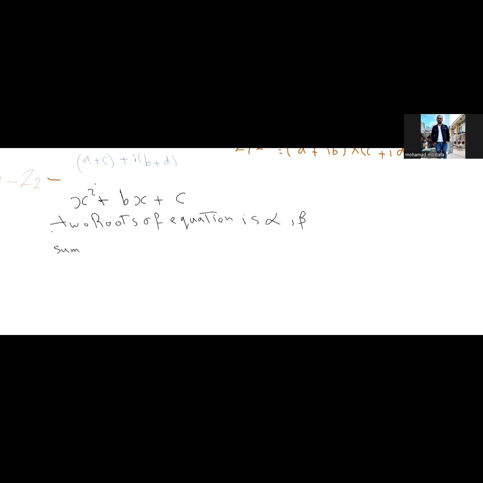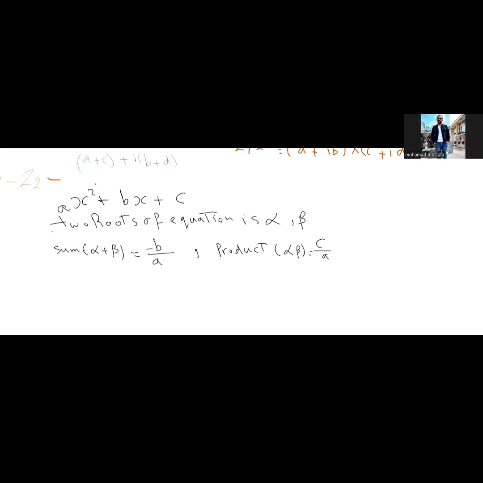If I want the sum of these two roots, which is alpha plus beta, and we have here a, which is the coefficient of x power 2. Alpha plus beta, or the sum of the two roots, equals negative b over a. Negative b, the coefficient of x with the negative sign, over the coefficient of x power 2. If I want the product alpha beta, or alpha times beta, equals c, which is called the free term, c over a, which is the coefficient of x power 2.